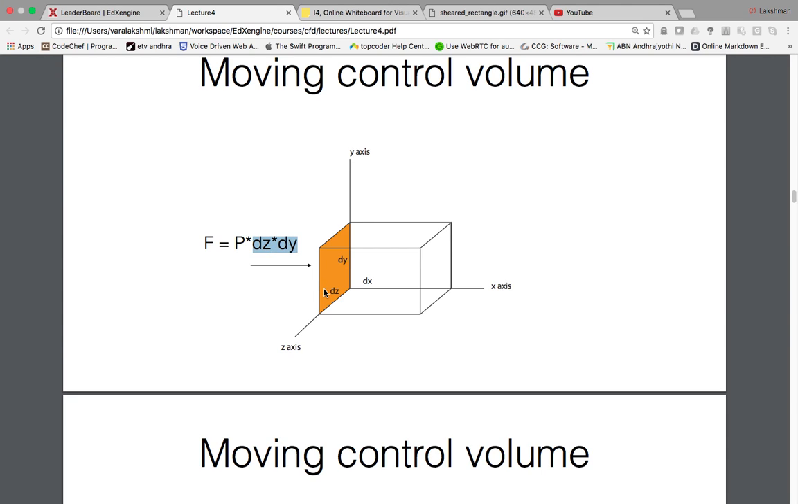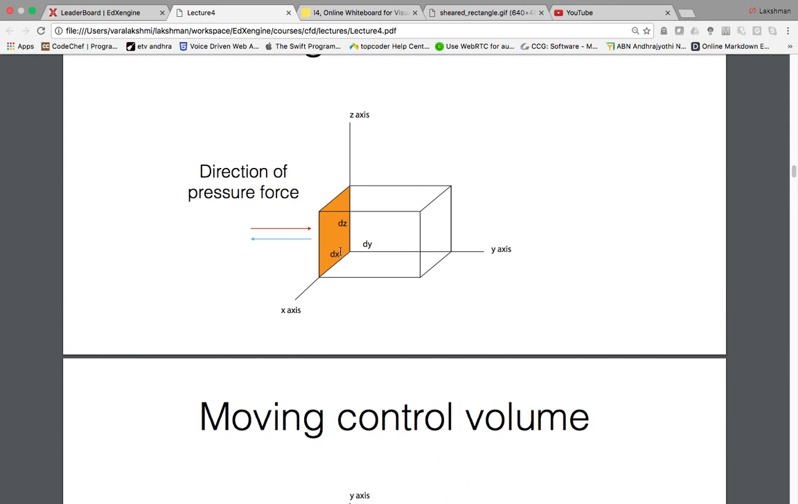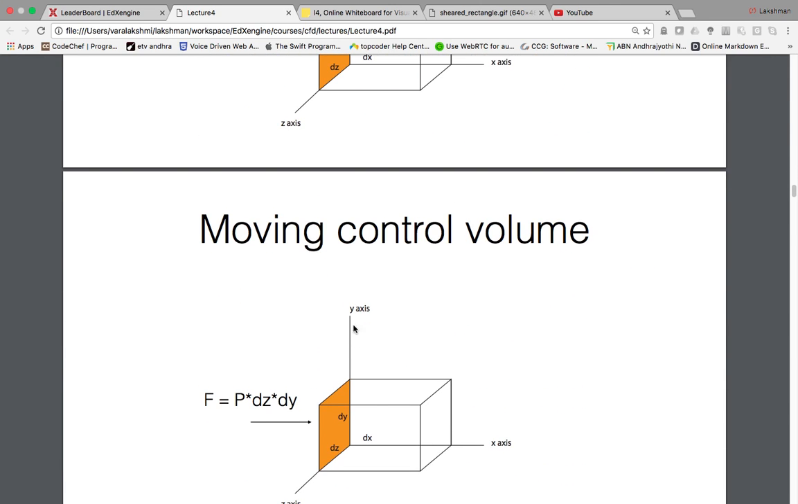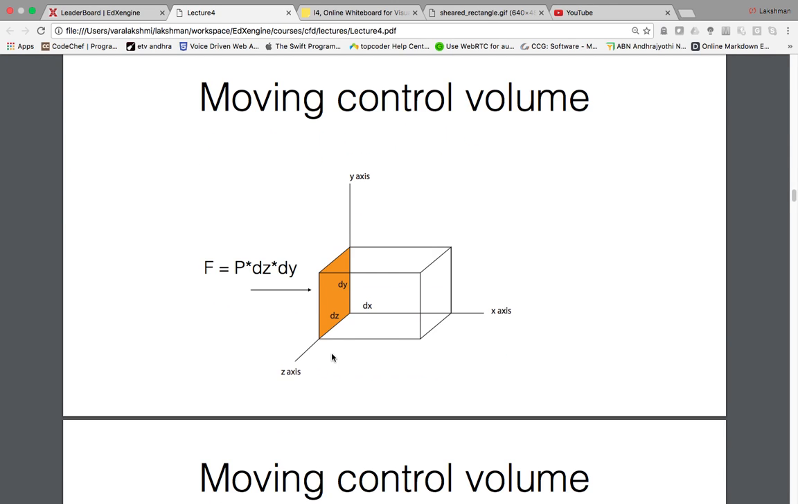Area is... looks like the convention has changed here. So x, y and z in this particular figure, now it has become dz dy. Guys, don't get confused about this convention change. Here there are x, y, z in different directions and x, y, z here in different directions. So I will follow this one. So x is to the right, y is to the top, z is out of the page. So area of this plane is dy dz.